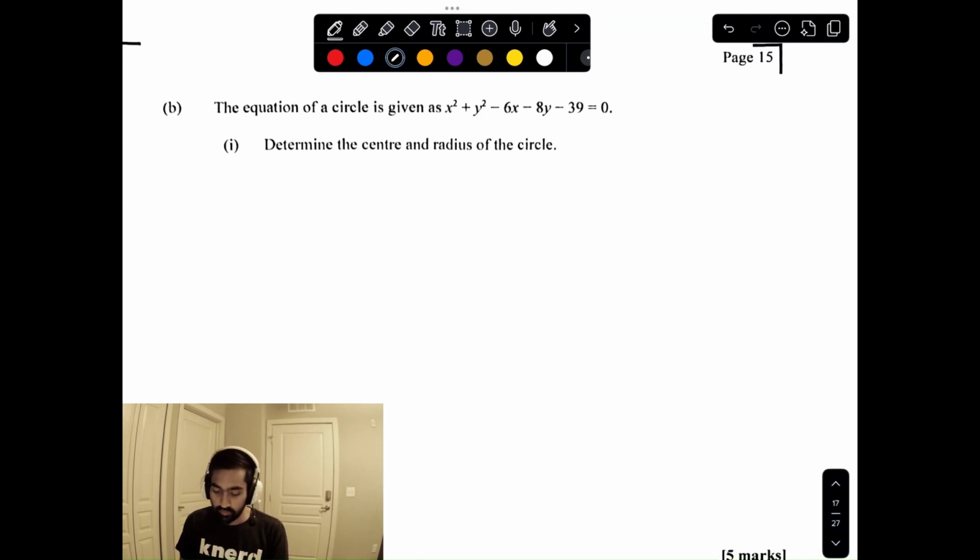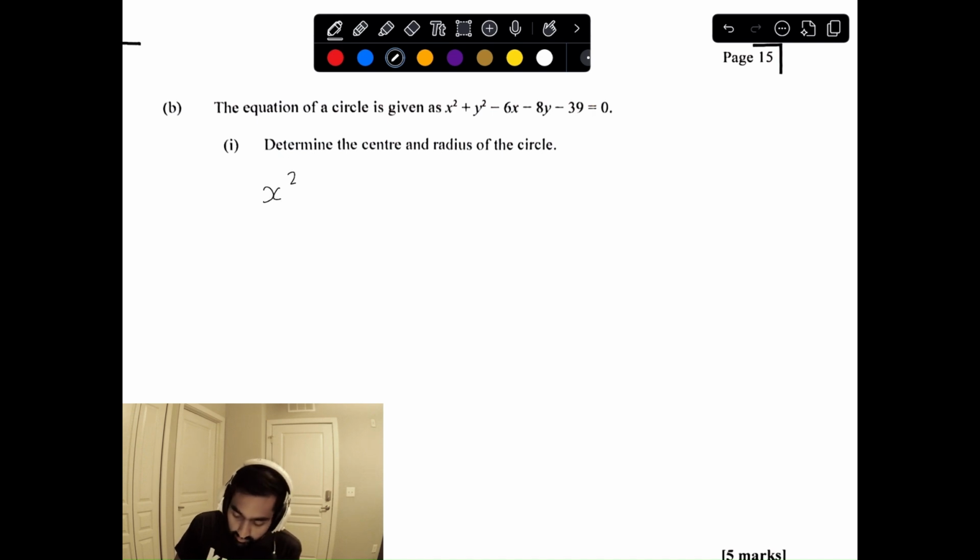Okay, let's move on now to part B. It says the equation of a circle is given as x squared plus y squared minus 6x minus 8y minus 39 is equal to 0, and we're asked to find the center and the radius of the circle. There's a formula that you can memorize if you need to, but I always find it easier to just complete the square. Let me show you what that is like.